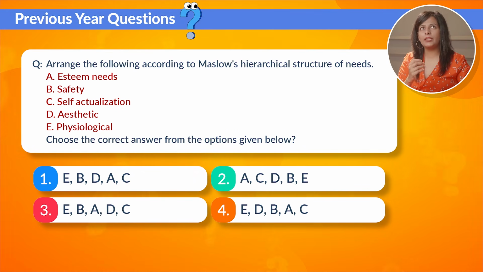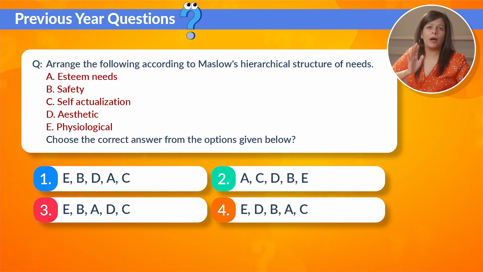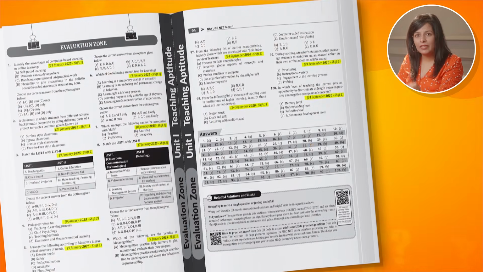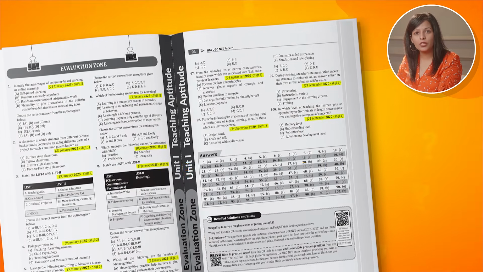But here, instead of love and belonging, we're given aesthetic needs, which come after esteem and before self-actualization in the extended version of Maslow's model. So, the correct order becomes E, B, A, D, and C. That's option 3.